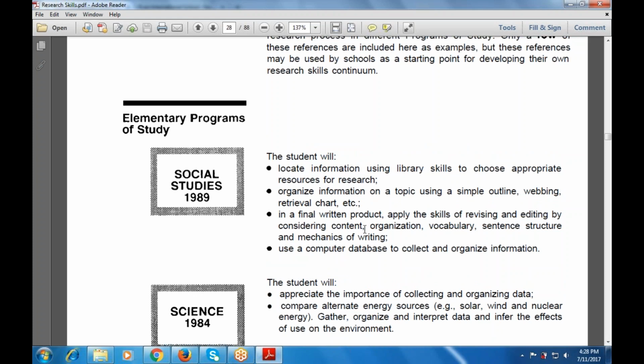How they organize, how they use the outlining, how they use the webbing, how they use the retrieval chart. And at last, there is organizing of the information on a topic using a simple outline, webbing, research, or the retrieval chart, and so on. And in a final written product, there should be an application of the skills of revising and editing by concentrating on the content organization, vocabulary, sentence structure, and the mechanics of the writing. Whatever the mechanics, criteria, rules and regulations of the mechanics, syntax will be used in a computer database, that should be used in computer files to collect and organize the information.